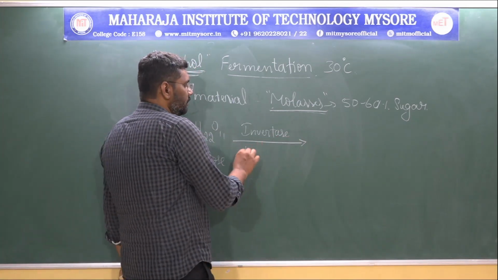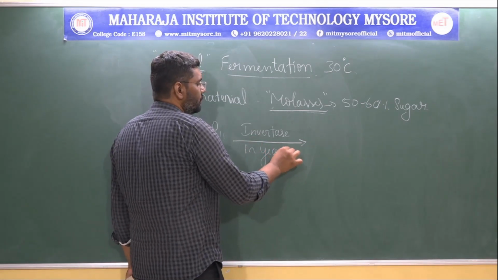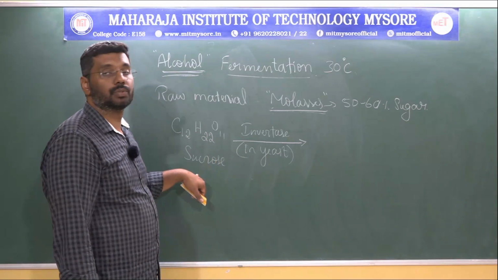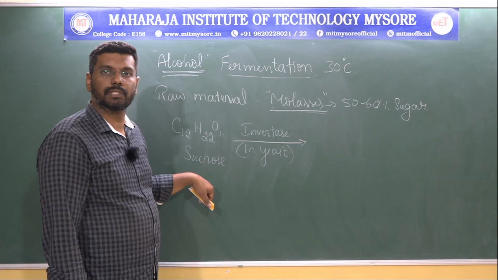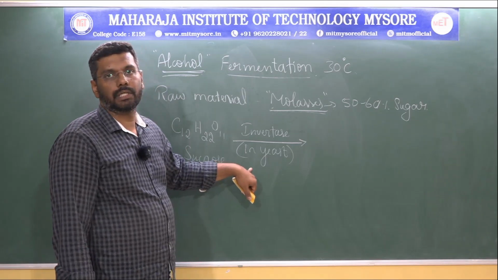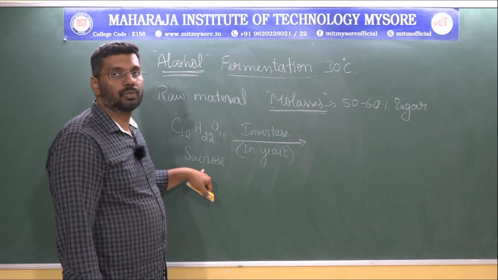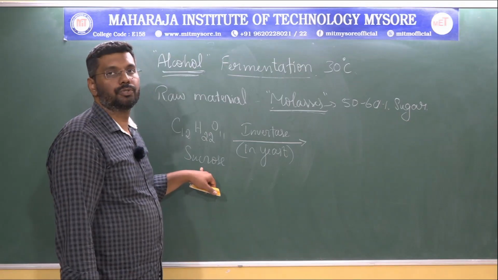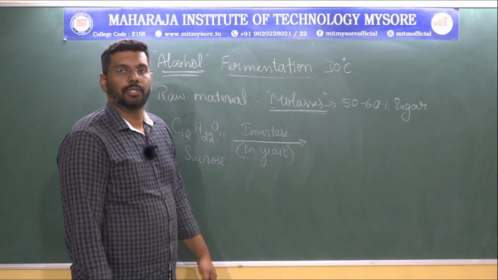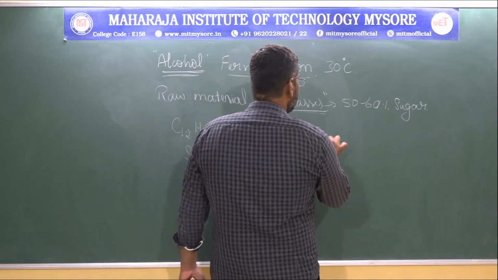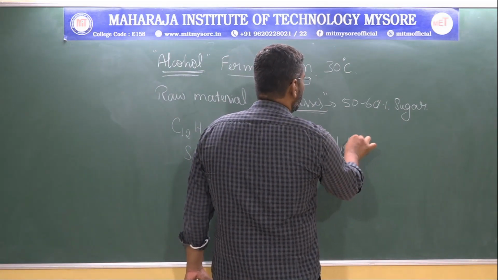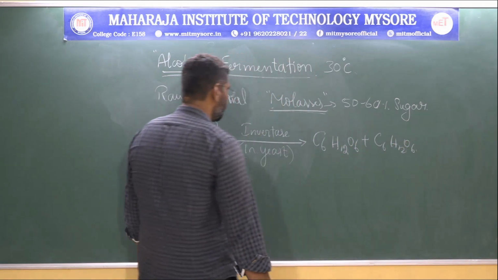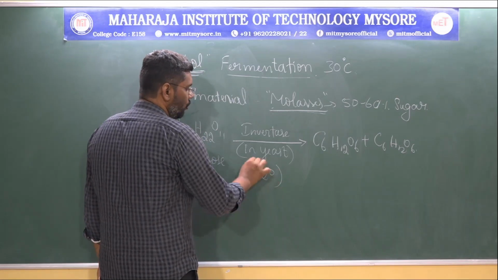This invertase will be grown on yeast, and it is made to come in contact with sucrose, that is molasses. In this first step, the fermentation process takes place and sucrose is converted to glucose and fructose, that is, the large molecule sugar is converted into smaller molecule sugars, C6H12O6 plus C6H12O6. And this process takes place in the presence of water.